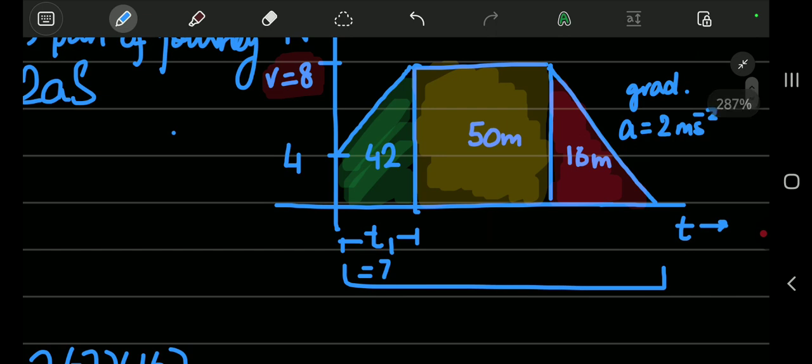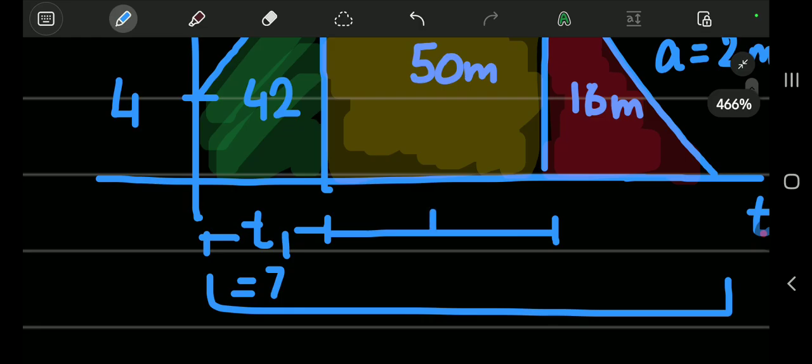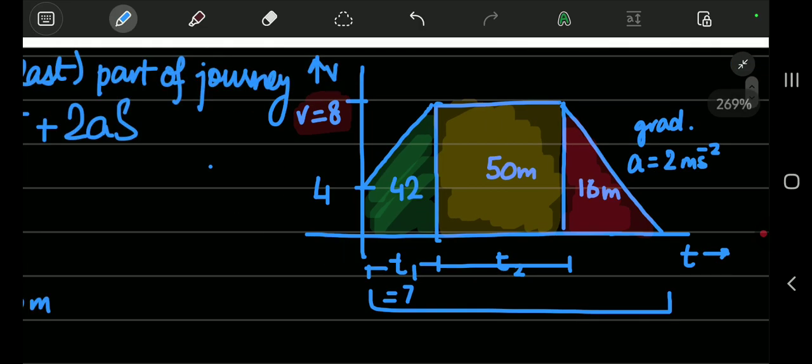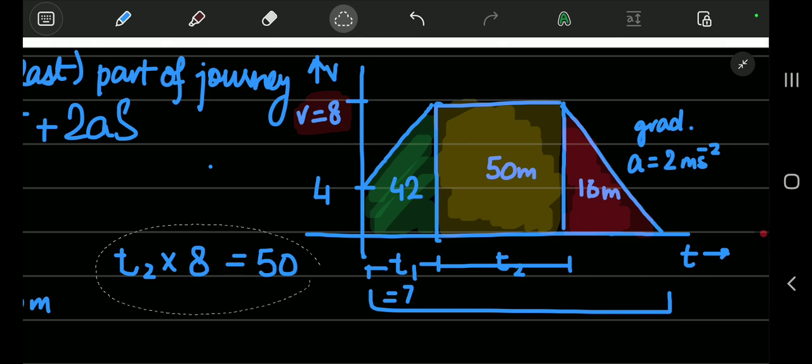Then we have the second part of the journey, let's suppose we take it to be T2. Okay, we are taking them individually. So what is the area of the rectangle? The second shape is a rectangle, so the area under the graph will be the area of the rectangle. Area of the rectangle is base times height. So what is base? Base is T2 times height is 8 equals 50. So this is your second expression.